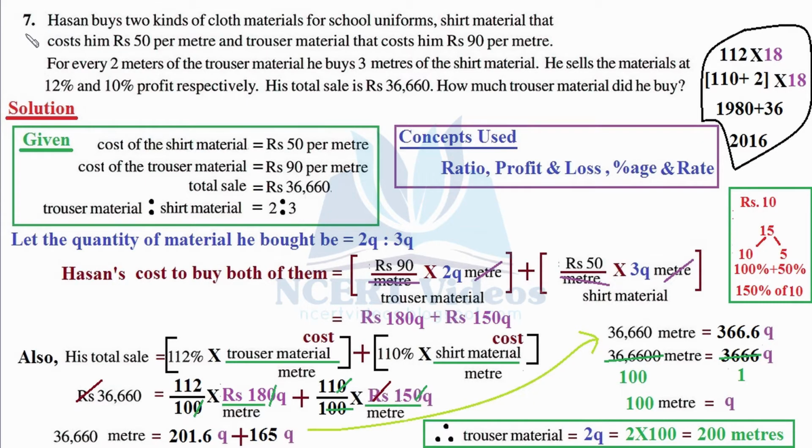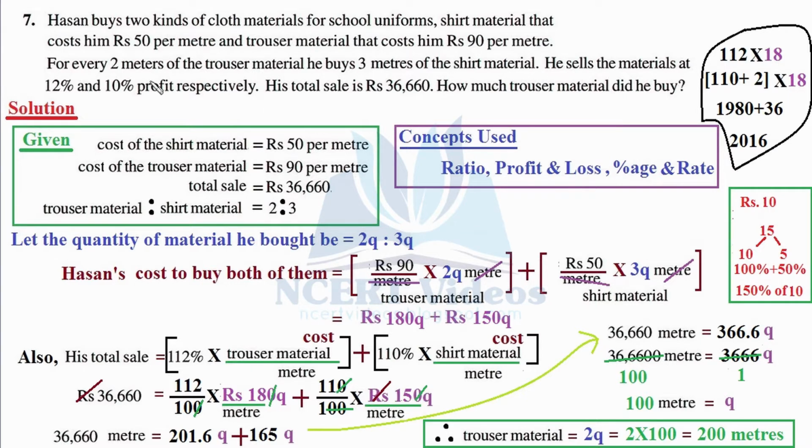Question 7, Exercise 2.4, Chapter 2, Mathematics Class 8th, Linear Equations in One Variable. Hassan buys two kinds of cloth materials for school uniforms, shirt material that costs him rupees 50 per meter and trouser material that costs him rupees 90 per meter. For every 2 meters of the trouser material, he buys 3 meters of the shirt material.